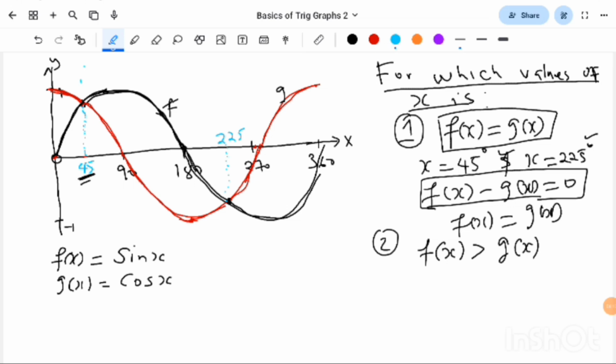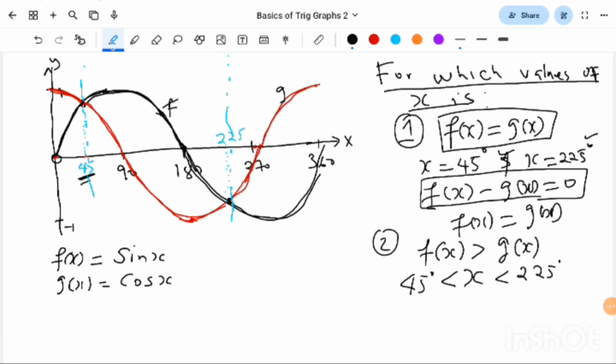Only from 45 all the way to 225 is my f of x greater than g of x. In simple mathematics, or how do we represent that mathematically, we'll say it is between 45 degrees and 225 degrees. So it is where x is greater than 45 degrees but less than 225. Because we know it's between 45 and 225, that is where f of x is above g of x. I hope that makes sense.